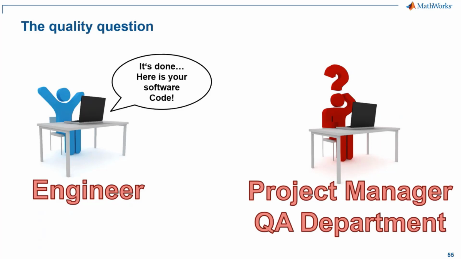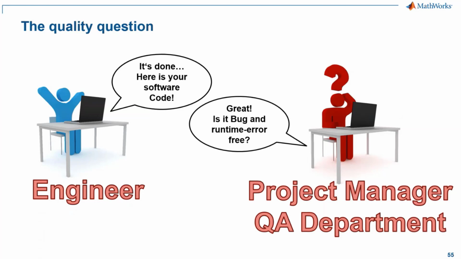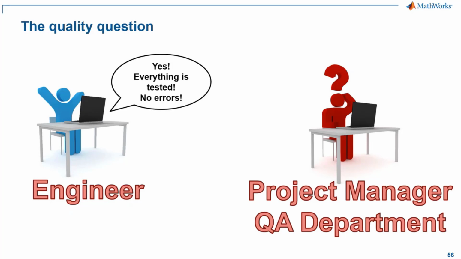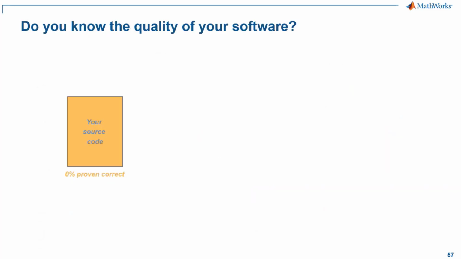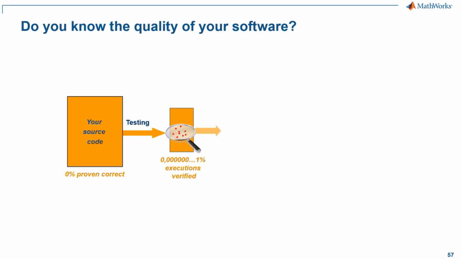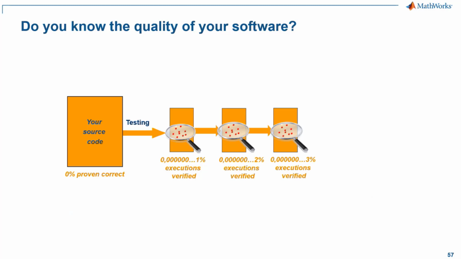The developer says, here is your code, it's done. The manager, very happy, says, great, it is bug and runtime error free. With full confidence, the developer will say, yes, everything is tested, there's no error. Back to the manager, who will ask, please prove it to me. How can you prove that your application is free from runtime error? So to know the quality of your software, the first thing to prove that the code is correct is to test. What is testing? Testing is to run some executions on your code, making different iterations until at a certain stage we cannot move forward because for each iteration you could find some error, but because of time constraints, budget limitations, or release time, you have to stop.